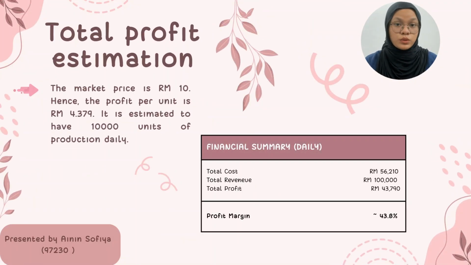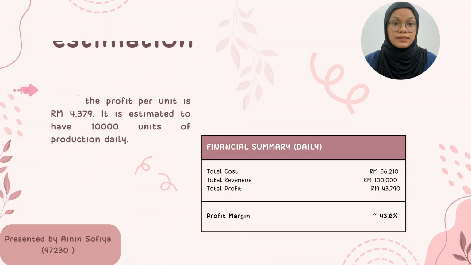Next, let's look at our total profit estimation. We have set our selling price at 10 ringgit, which gives us a profit of around 4 ringgit 38 cents per unit. With a daily production target of 10,000 units, that means our total daily profit will be 43,790 ringgit. That's a 43.8% profit margin, which is strong, especially for a product that is affordable for the mass market. This shows our business model is both cost efficient and profitable while still offering good value to customers.